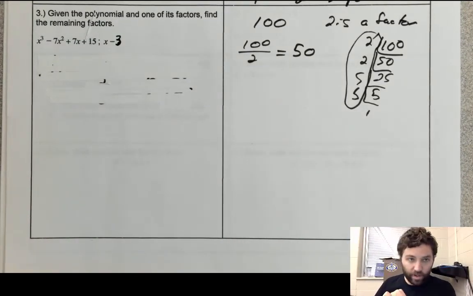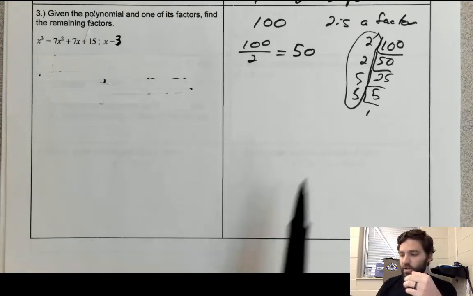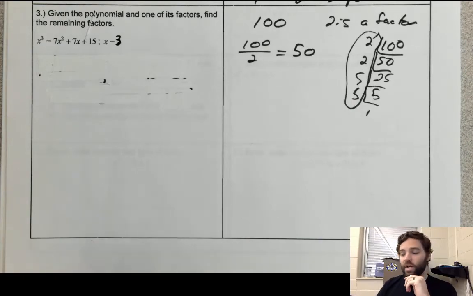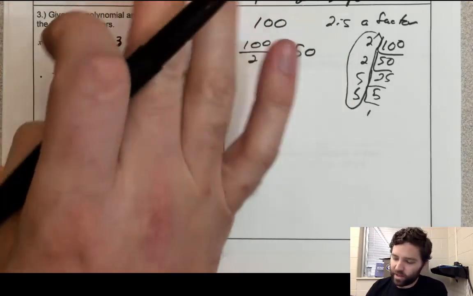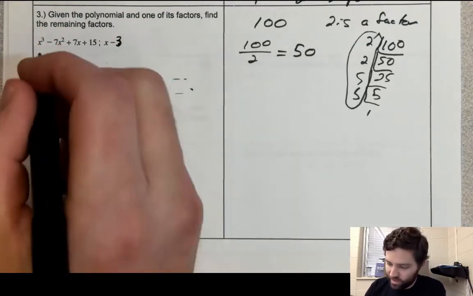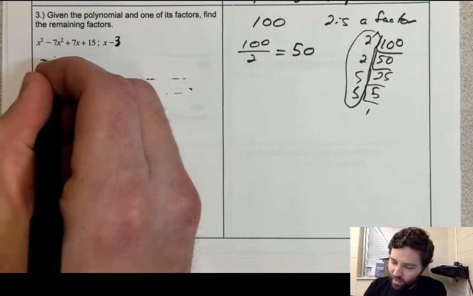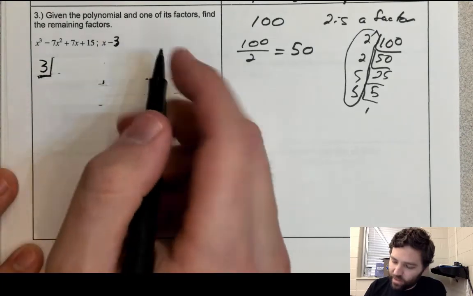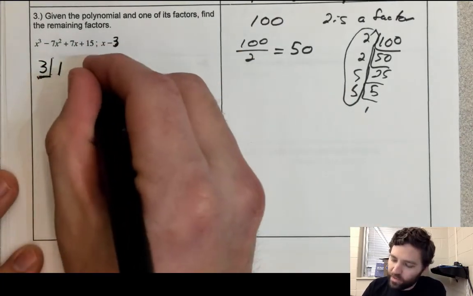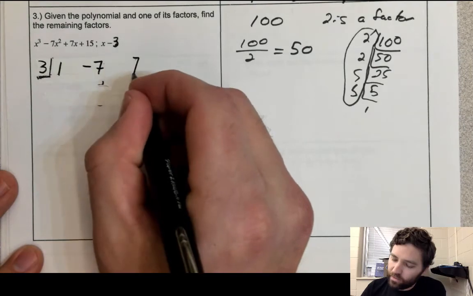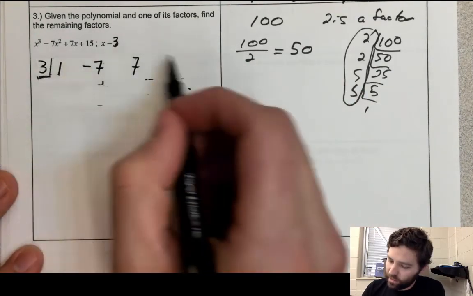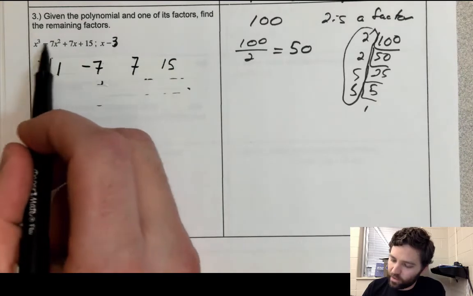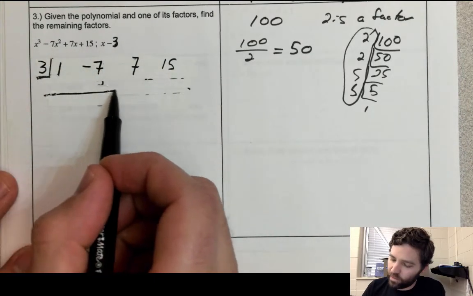All right, let's look at number 3. Given the polynomial and one of its factors, find the remaining factors. So our goal here is to take the factor that we have, divide it out, and find the other factors just like we did over here with the numbers, okay? There's a typo, however. Yours says x minus 2, and I found out that it actually should be x minus 3 after I tried to solve this once. So I'm going to put 3 in the box, and I'm going to do the division to divide out x minus 3. So 3 goes there, 1, -7, 7, and 15. All of the degrees of the powers are accounted for.